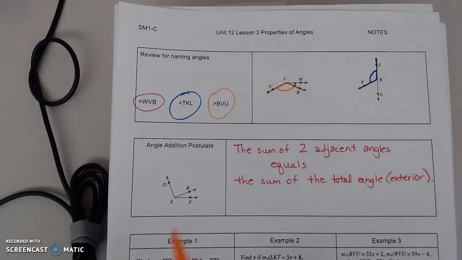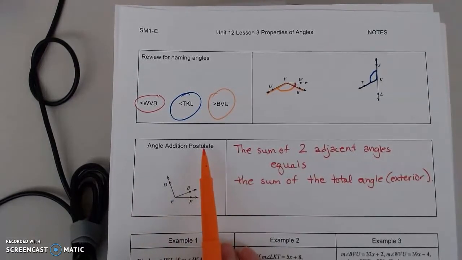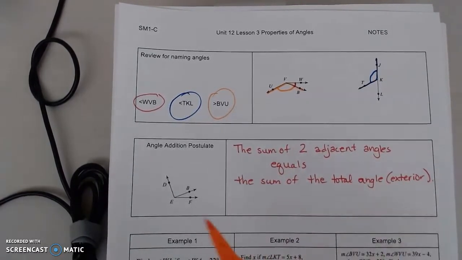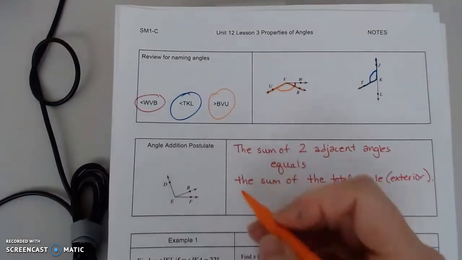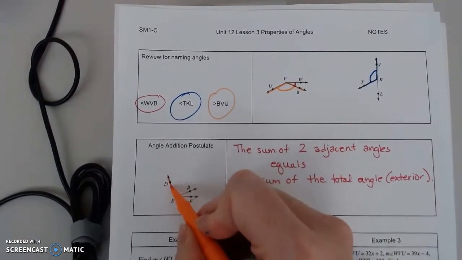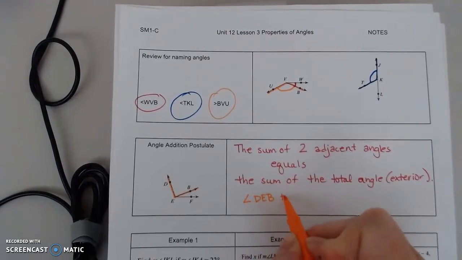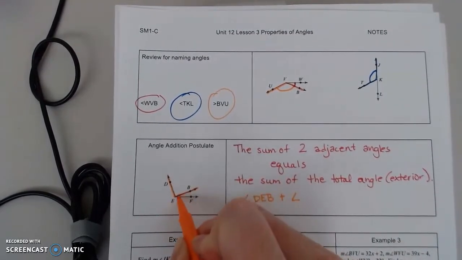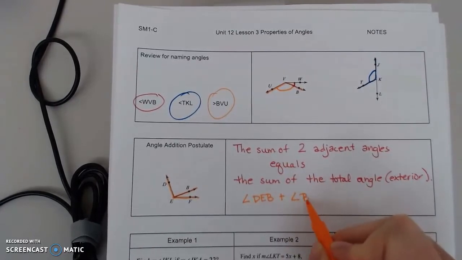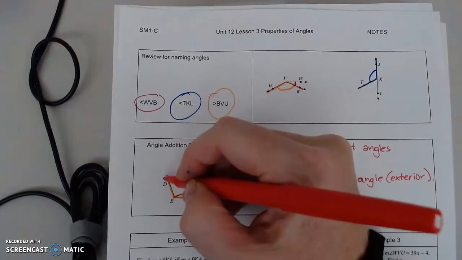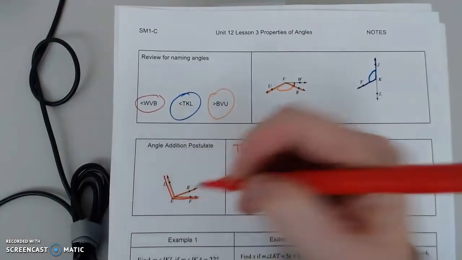Okay? So the angle addition postulate is just like the segment. It says the sum of 2 adjacent angles equals the total angle. And I let that be the word exterior. So that means on my drawing, if I take angle DEB plus angle BEF, that's going to add up to the total exterior angle DEF.